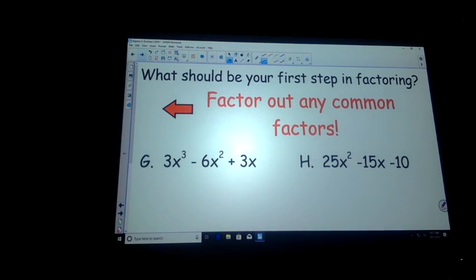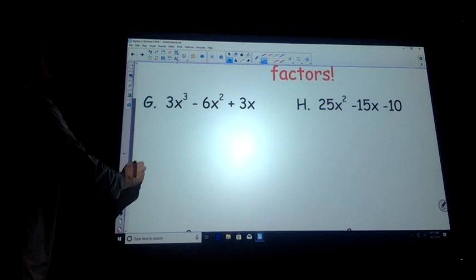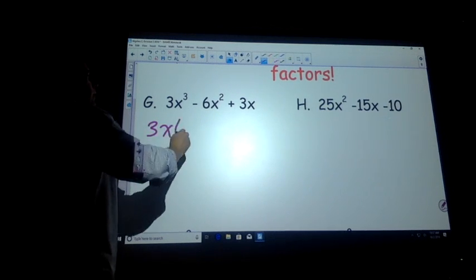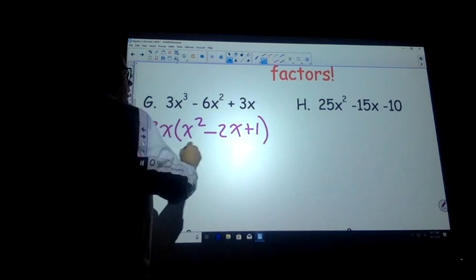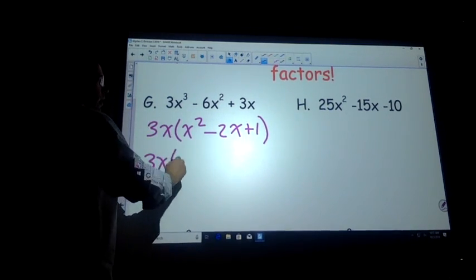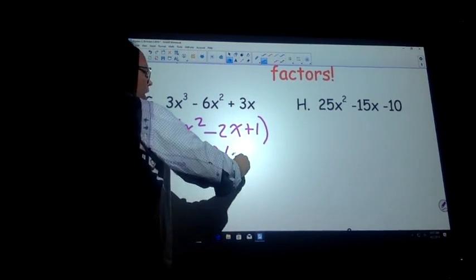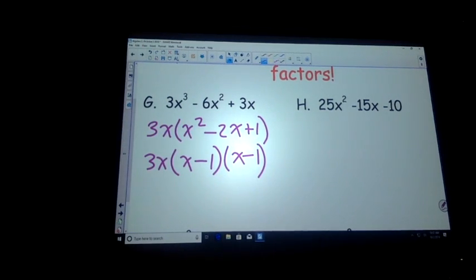All right. Common factor. What do I have as a common factor on all 3 of these terms right here? 3x. Thank you. That leaves me x squared minus 2x plus 1. So that's going to break up to x minus 1, x minus 1. Agree? I'm not done yet. Stop packing up.